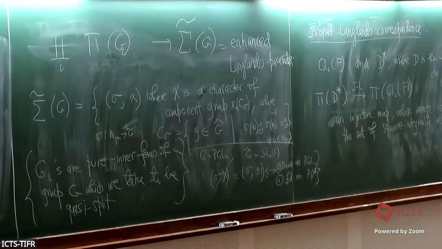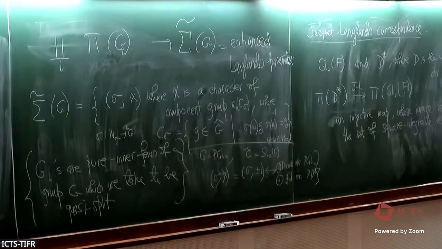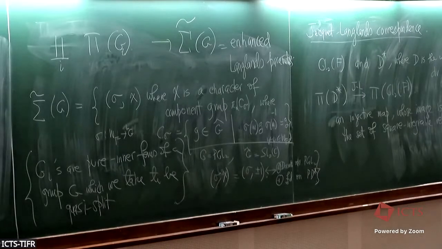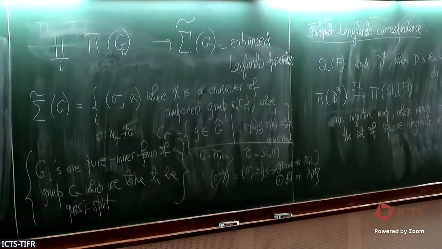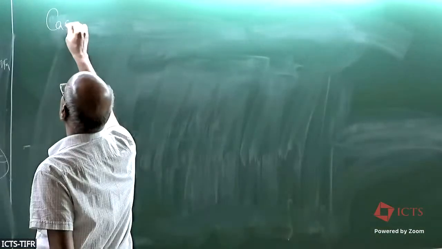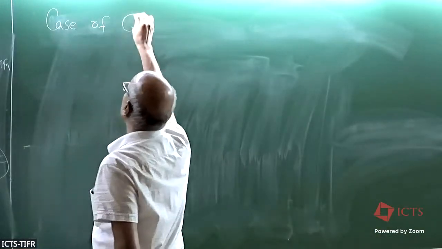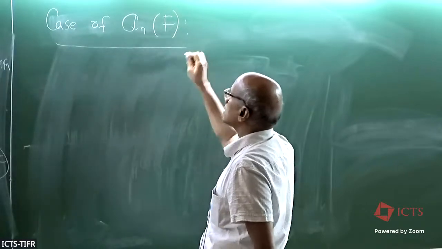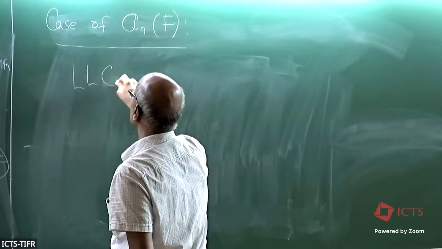All right. So this is all quite general, and I want to maybe say a few words about the case of GL_n over F. In this case, the local Langlands correspondence.